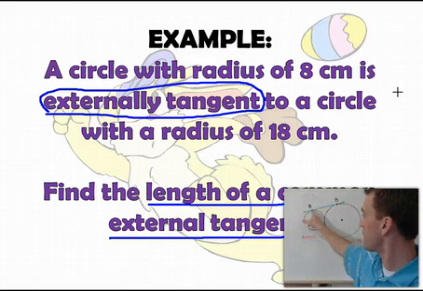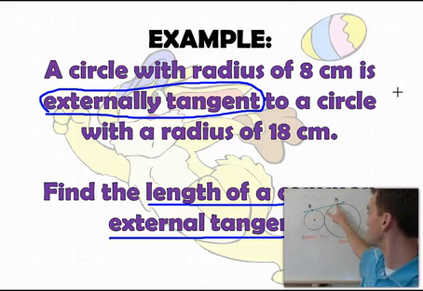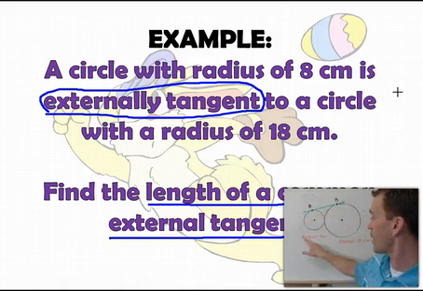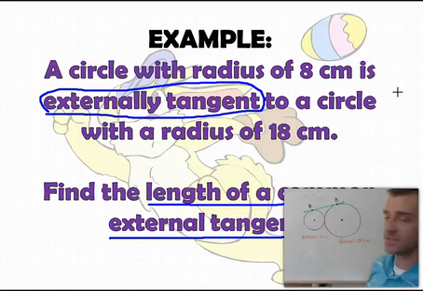Not the line itself again, but just from A, that point of contact, to B, that point of contact. And one circle has a radius of 8. The other circle has a radius of 18.